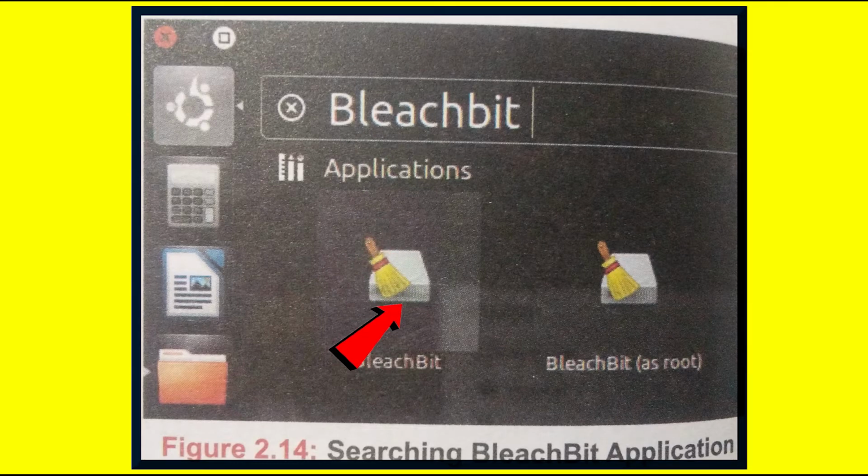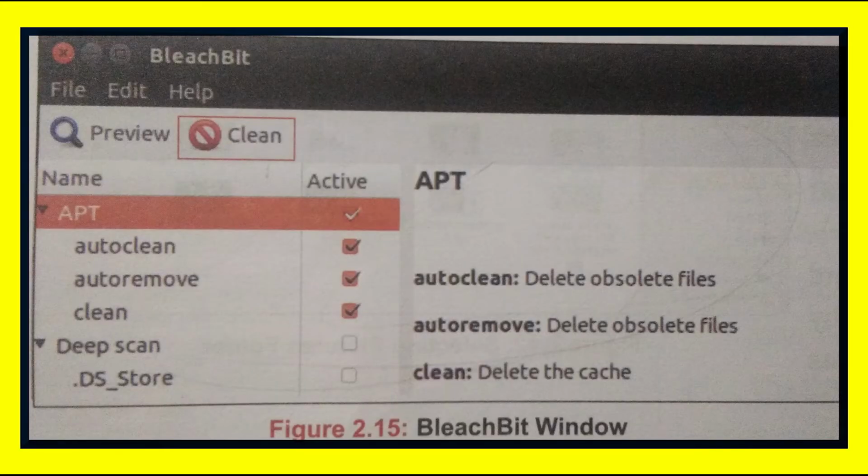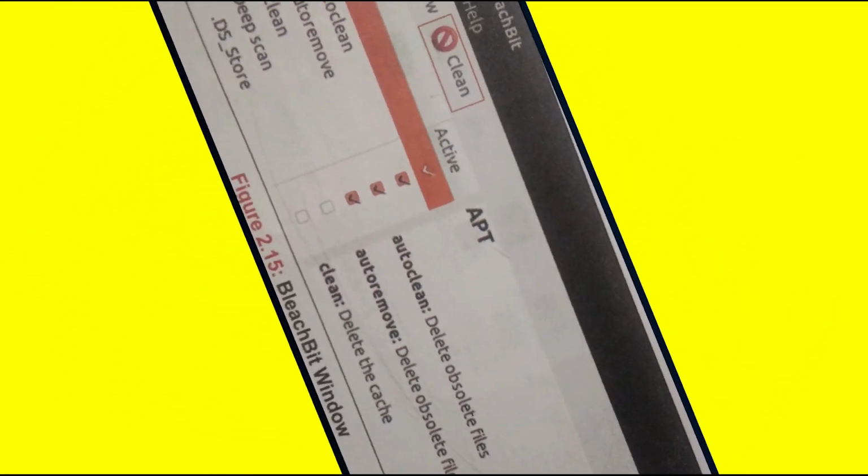The BleachBit window appears. Select the files that you want to delete by clicking on the individual checkbox located under the Active section in the left pane. Now click on the Clean button. Adubuntu prompts a message for confirmation. Click on the Delete button. All the selected files will be removed from your computer.